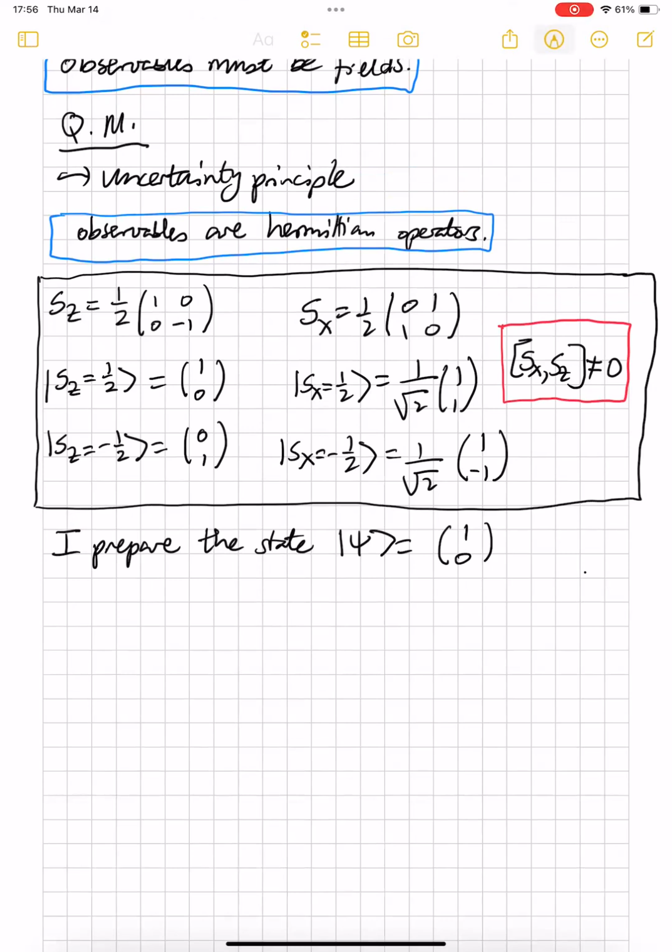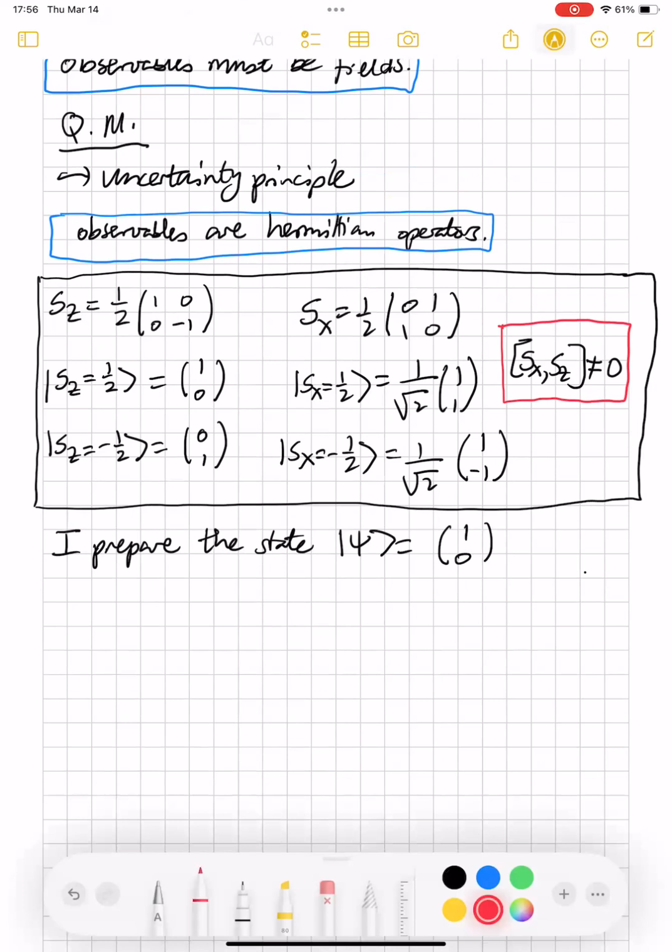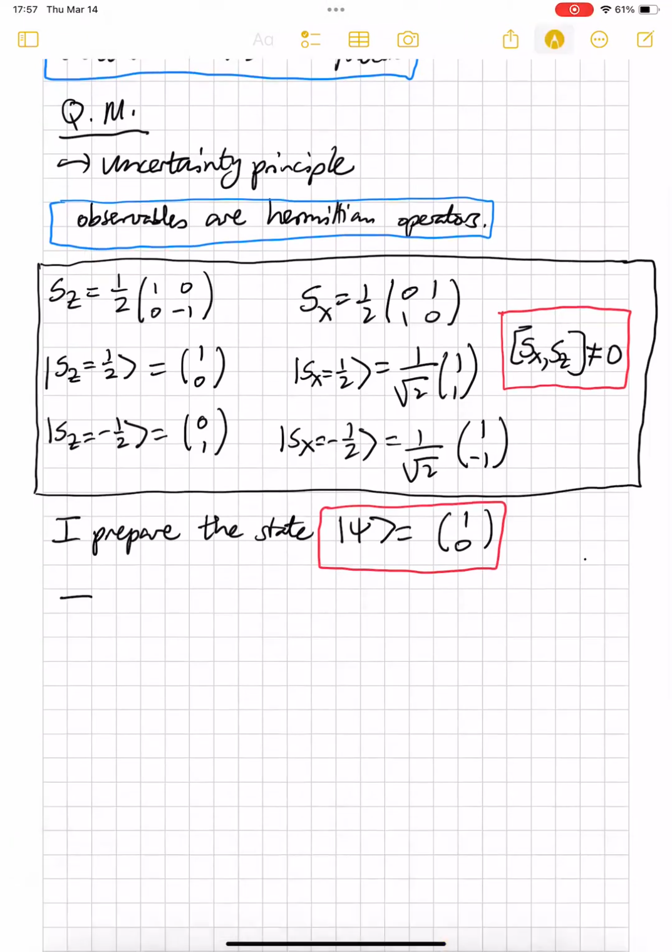I measure the spin along the z direction, and I find that the spin is plus 1/2. After I've gotten that value of spin along the z direction as plus 1/2, then I know with complete certainty what state I am in. This is the state that I'm in. So to say that I prepared that state, well, how did I prepare it? I made a measurement.